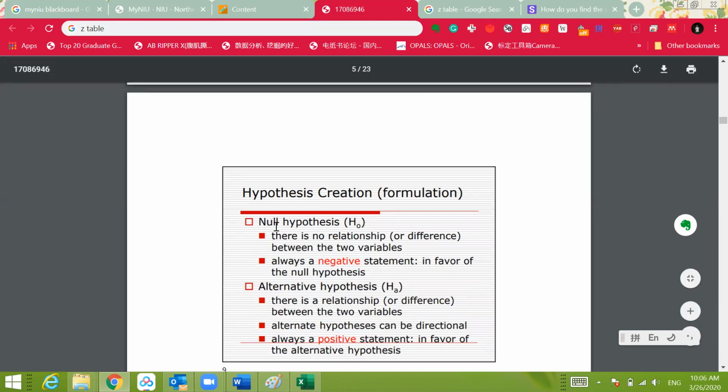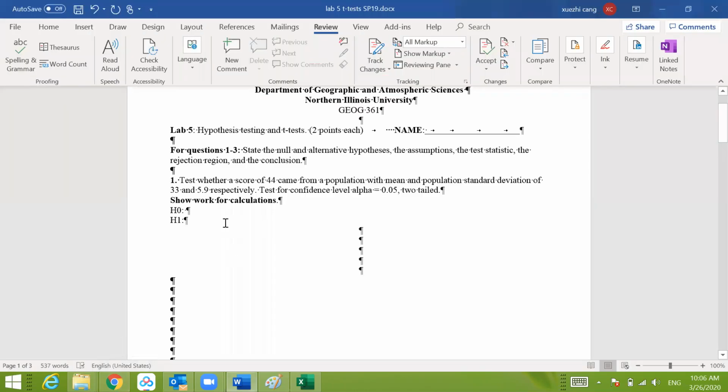Here it tells you the null hypothesis is always the no relationship between the variables. It's always a negative statement. Then it is the null hypothesis. It is very helpful, but sometimes this statement is not enough. You still need to build your connection between the question and the testing with the distribution graph. Then you can figure out which one is the null hypothesis.